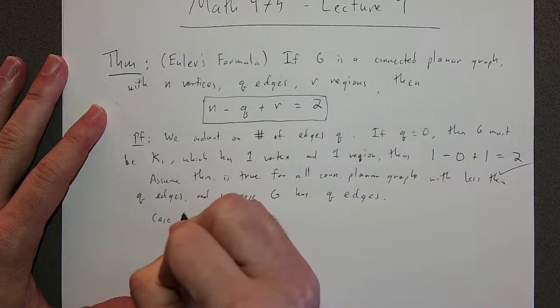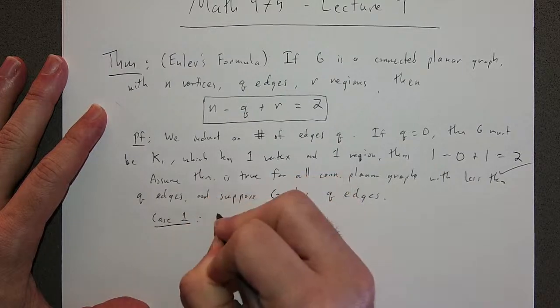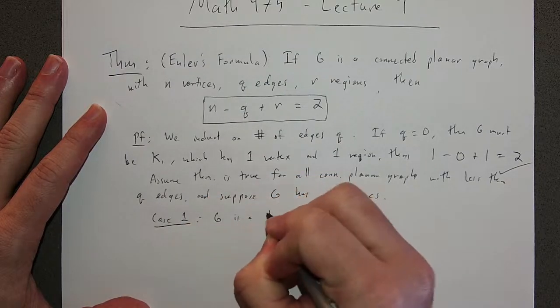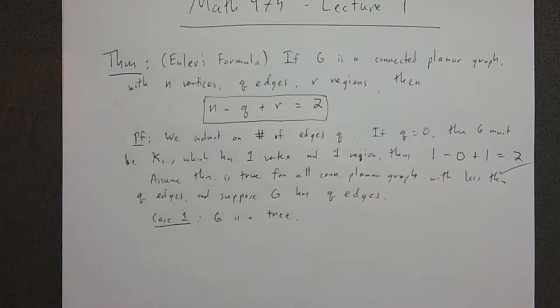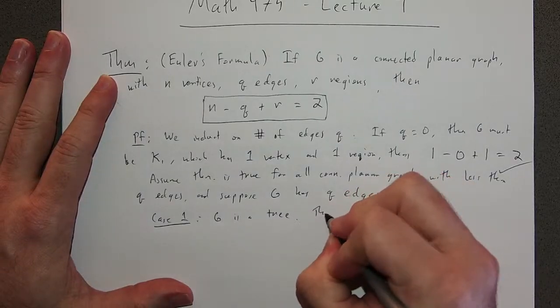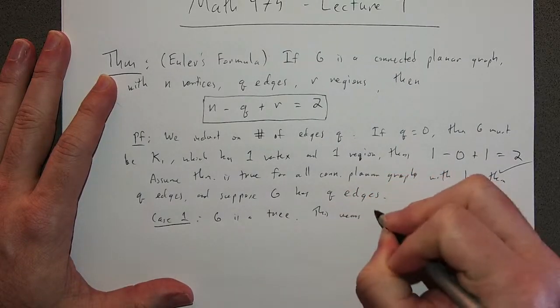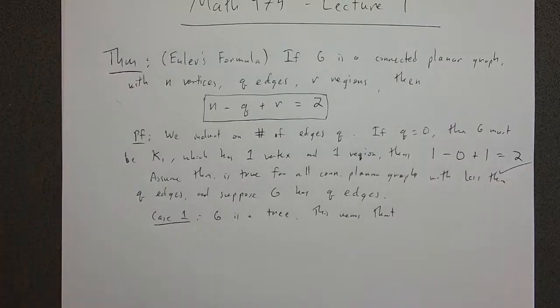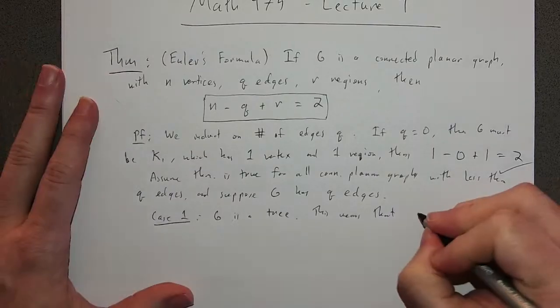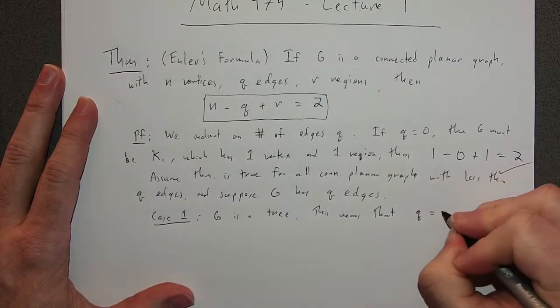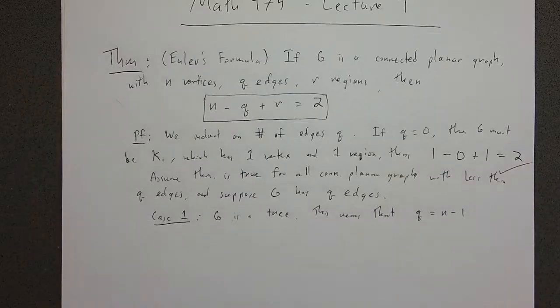So case 1, G is a tree, which means it has no cycle. Okay, but since it is a tree, this means that the number of edges is n minus 1. We know G has n vertices, so since it's a tree, the number of edges is n minus 1.